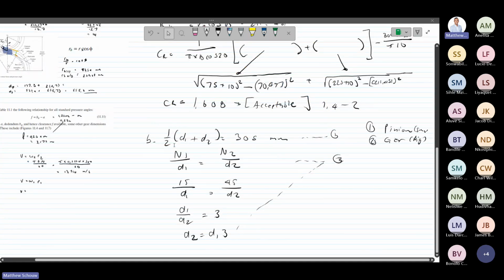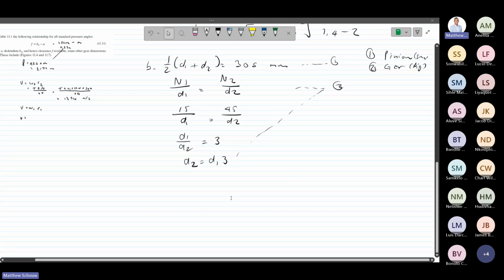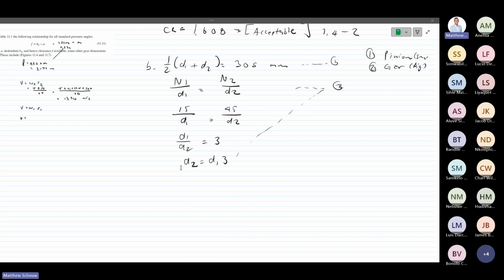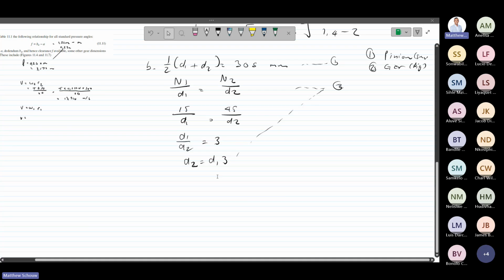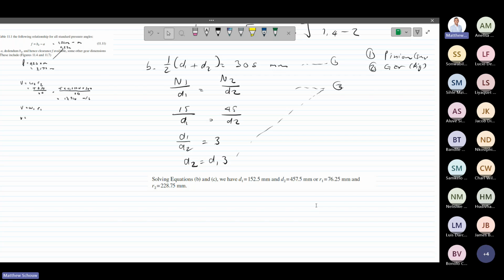I just set up that equation over there and that equation over there. I can put up the answers and we can move on. What you should have gotten, I'll just come straight to the textbook here. It'll be easy for us. Here, B and C. We get D1 is 152, D2 is 457, and R1 and R2 is that.